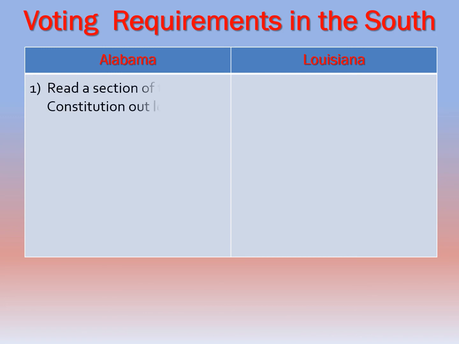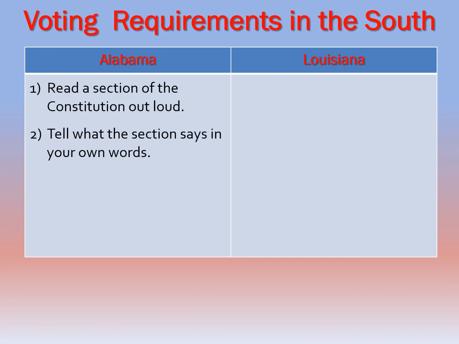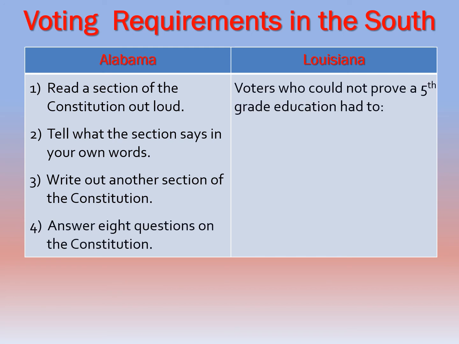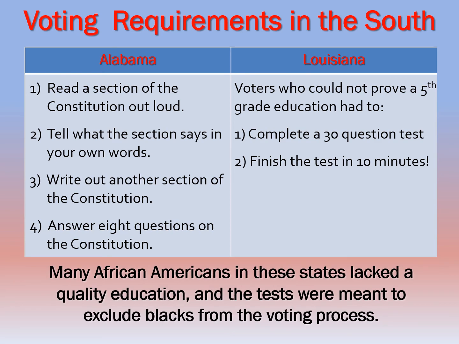You can see here for literacy tests in Alabama: read a section of the Constitution out loud, tell what the section says in your own words, write out another section of the Constitution, and then answer questions about the Constitution. In Louisiana, voters who could not prove a fifth grade education had to complete a 30-question test, and do it in 10 minutes.